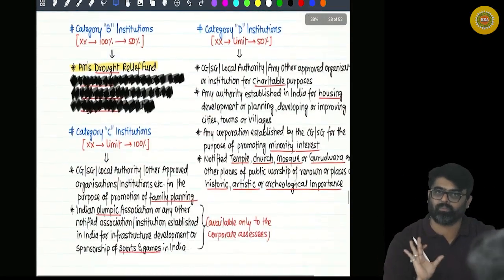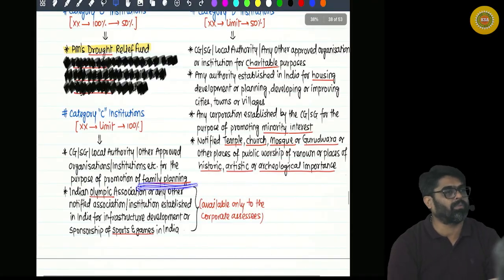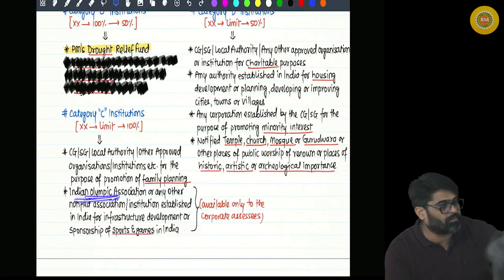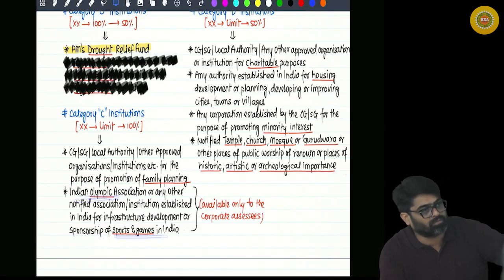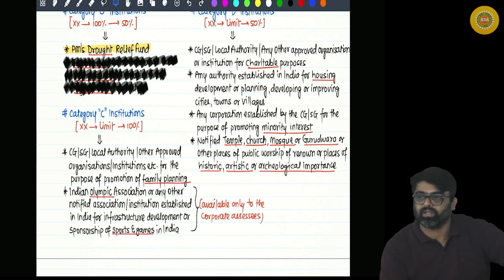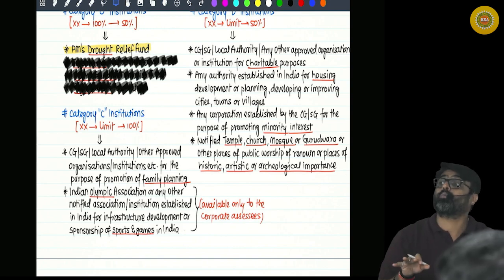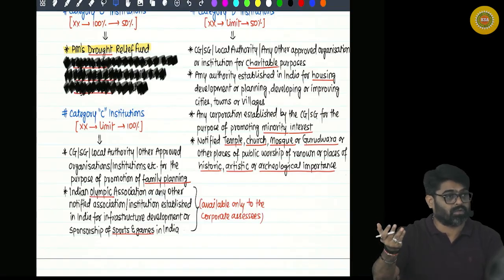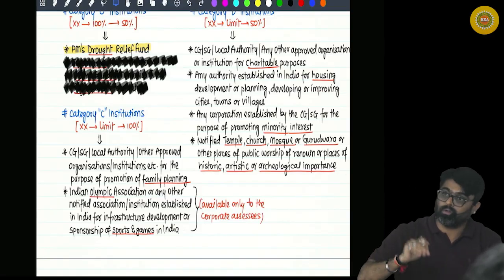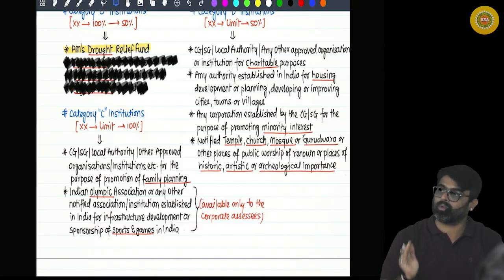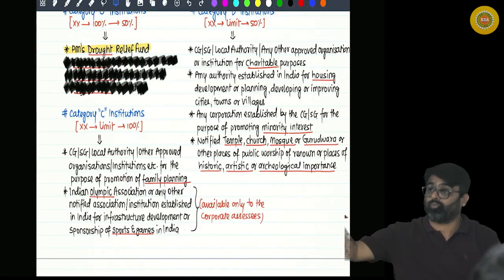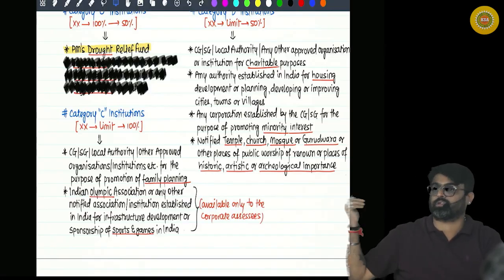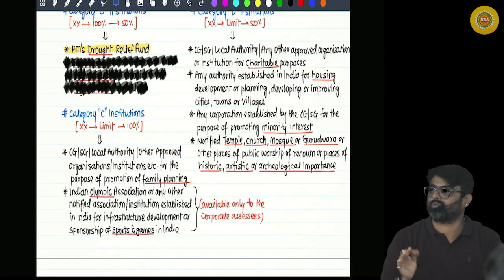Now category C, remember the word family planning, and also remember Indian Olympic Association and sports and games. There are certain bodies in India which promote sports and games, which promote the infrastructure for sports and games, and also the Indian Olympic Association. If you are making a donation for family planning, or to the Indian Olympic Association or such sports bodies, then that donation will qualify for category C.